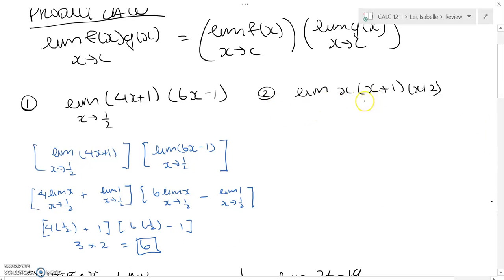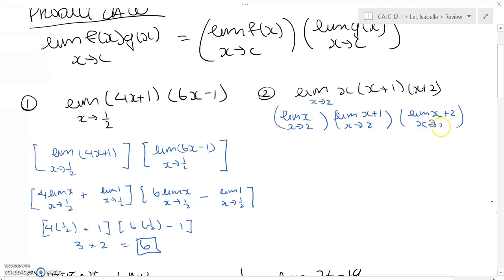Okay. Our second question is the limit of x times x plus 1 times x plus 2. A little bit more complicated just because there's more things to be multiplied, but same rule applies. We can just break this up into the limit of x. Oh, this is when x is approaching 2. Sorry. So we can break this up into the limit of x as x approaches 2 times the limit of x plus 1 as x approaches 2 times the limit of x plus 2 as x approaches 2.